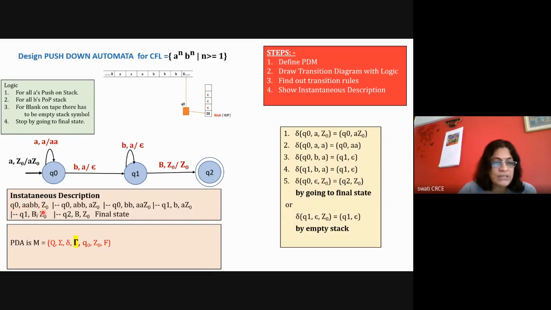So initially, Q0, AABB with Z0. Now with the read operation of A, on the input tape there are ABB, and A is there on the stack. So it is ABB, A Z0. Then again for the second A, it is added onto the stack. So Q0, BB, AA, Z0. So on the stack two A's are there, and on the input tape two B's are there. Now with the read operation of B, it's going to the state Q1 with one B remaining and a pop operation, so with one A on the stack.